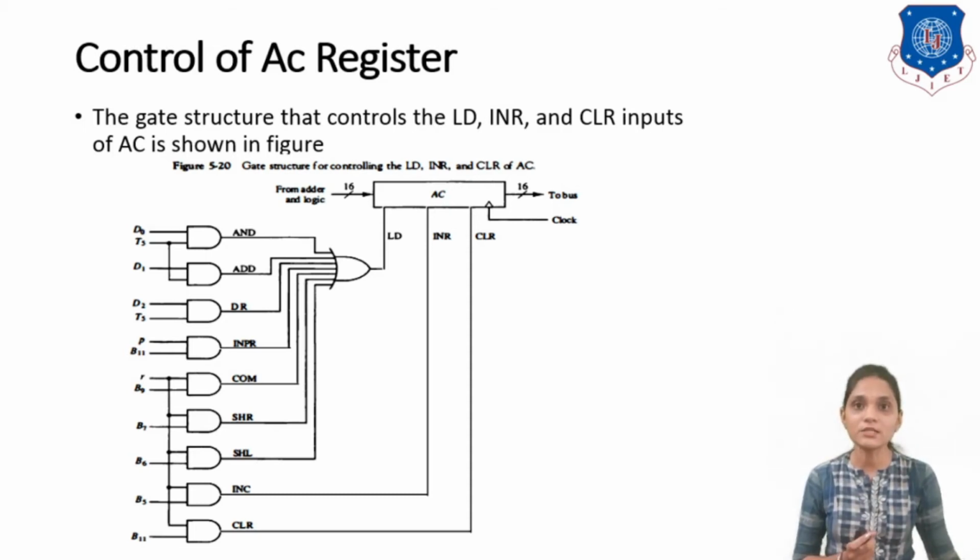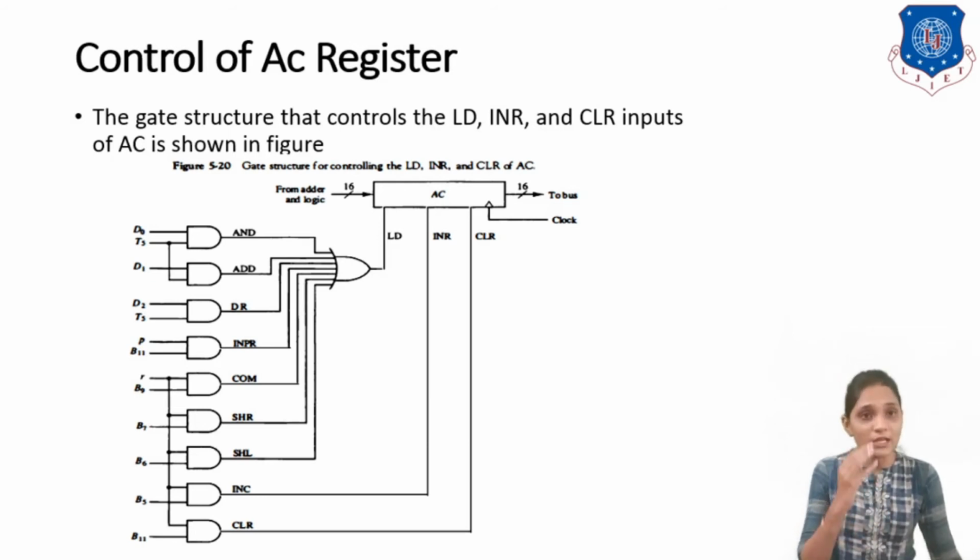If your DR condition, like D2 P5, is true, then you have to load some content into the accumulator. For any of these conditions you have to load the content into the accumulator, so we have used an OR gate over here. These are for your register reference instructions. For your input output instruction you have the PB11 condition, so we have used this condition.